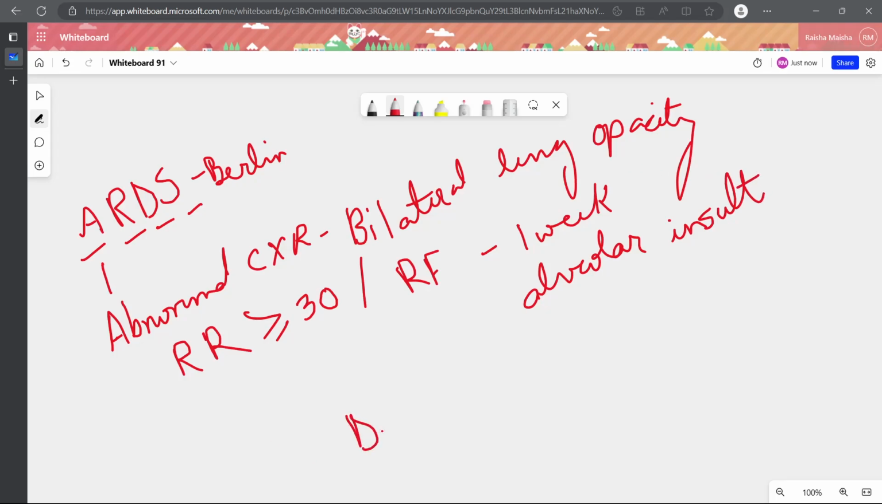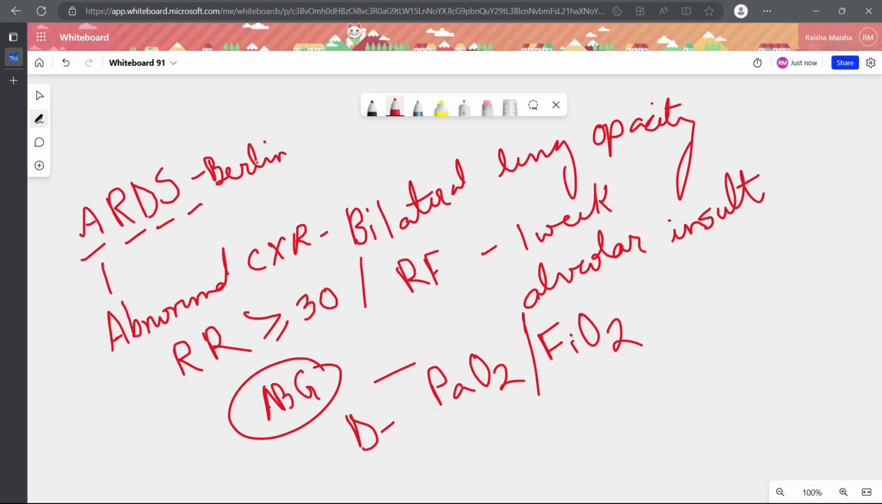Then the third point is decreased PaO2, or decreased PaO2 to FiO2. Partial pressure of oxygen, and this is measured by ABG. So for diagnosing ARDS, first we have to do an X-ray.